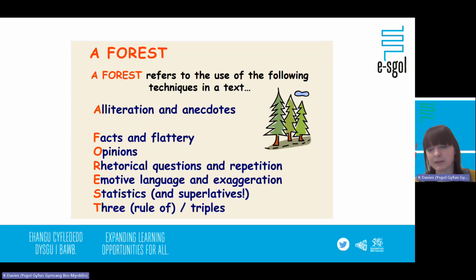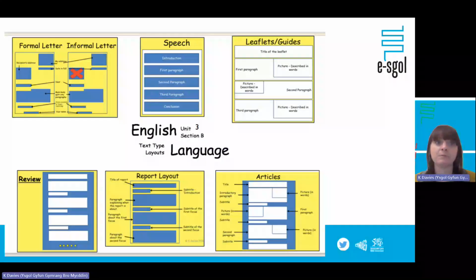But like I said, you're probably very familiar with these terms, but sometimes having that acronym, a forest, reminds you, oh, I need to use alliteration. Sometimes I have candidates who write a forest on the front of their paper, and they try to make sure they tick at least one of them off for their persuasive writing, okay?